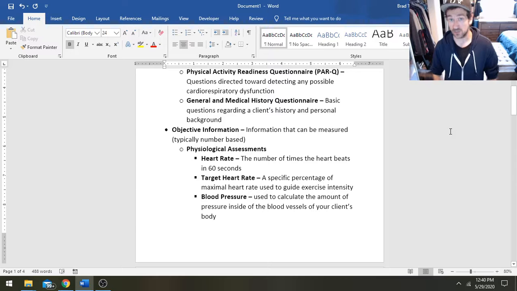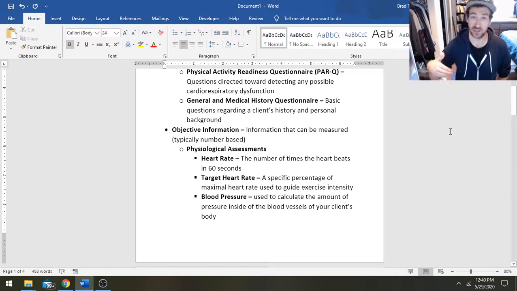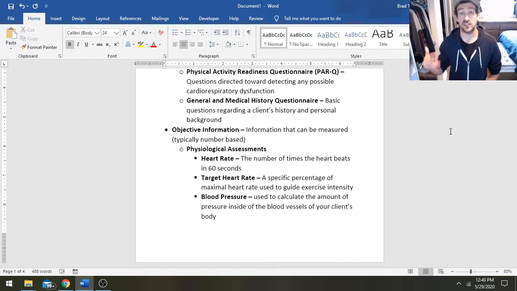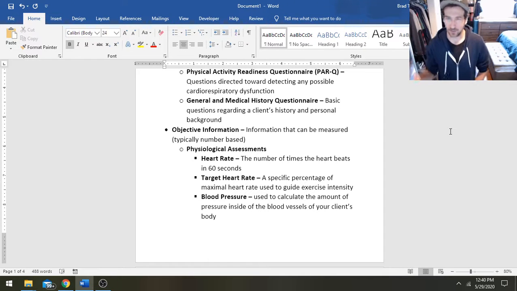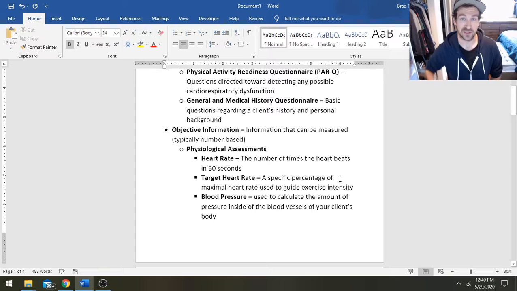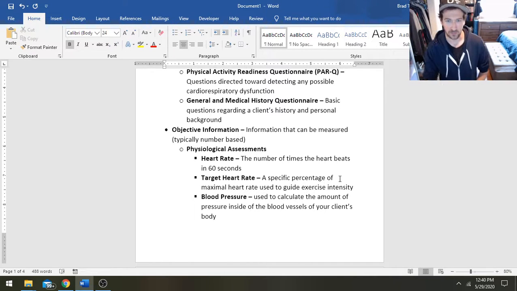And then we have our objective information, which is really where the rest of our assessments take place. This is all the stuff that you can measure, right? So this is information that's typically number-based, although not necessarily always. Like if we're looking at someone's knees caving in, that is objective information, even though we don't slap a number on it, because you could if you were to use a goniometer to mark how many degrees their knees cave in.